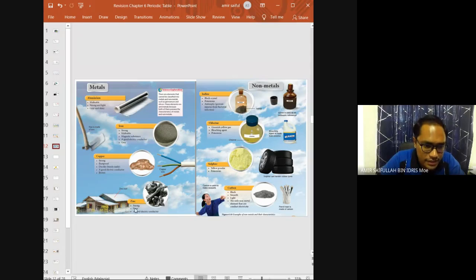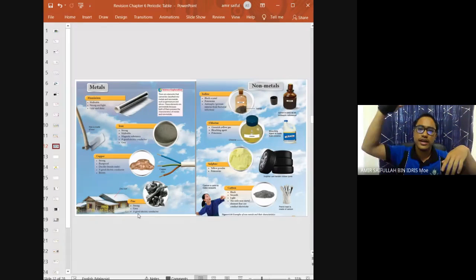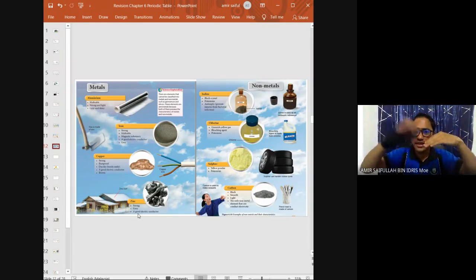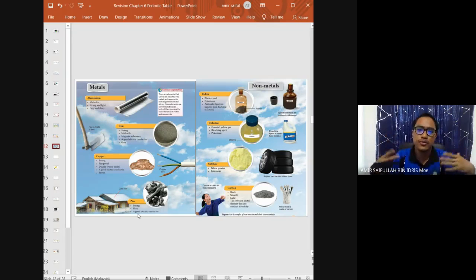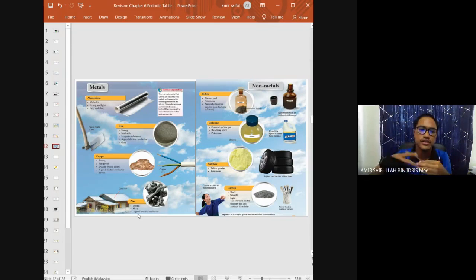Okay, next, zinc. Zinc are used as a roof. Okay, zinc rooftop. So they are very strong. They are shining. So when they are shining, they actually can reflect all the heat energy. That's why they are good to be used as a roof. Because if they absorb energy, they don't reflect, so your house will be very, very hot. So because they can reflect all the heat energy coming from the sun, that's why they are used as a roof. And they are also good electric conductor.